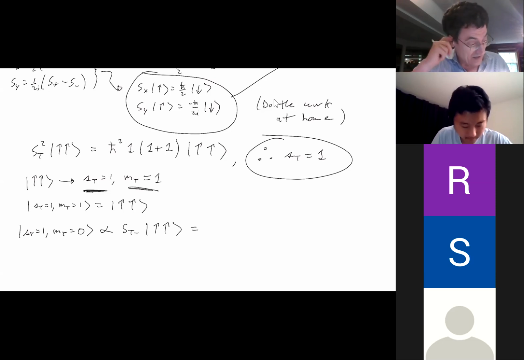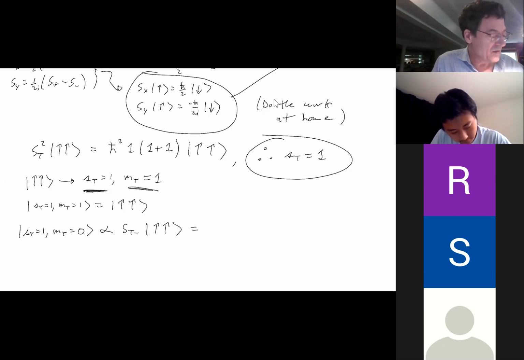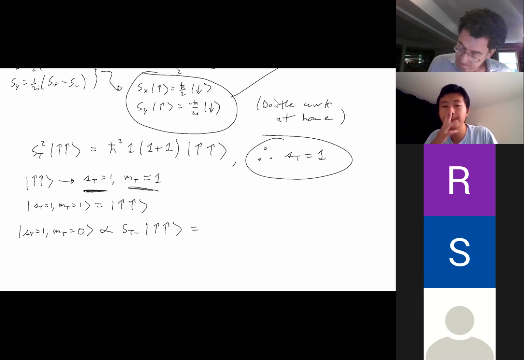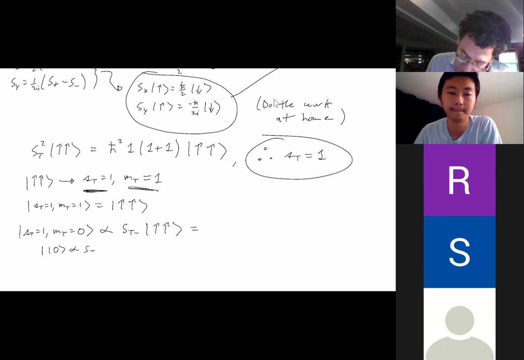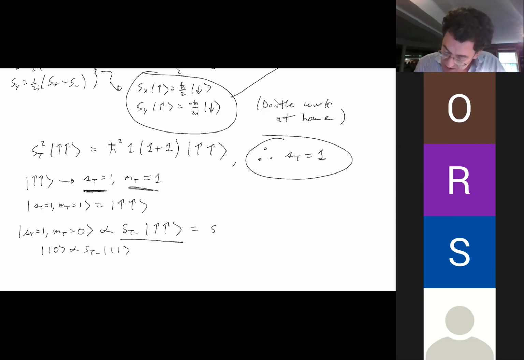So let's do that. Because we know that 1, 0 is proportional to S total minus acting on 1, 1. So let's do it and find what this new state is. S total minus is equal to the sum of S1 minus plus S2 minus. That's the definition. And so if we act on the state up, up, this guy is going to lower this guy, and this guy is going to lower that guy.